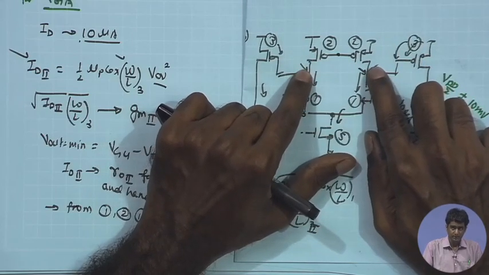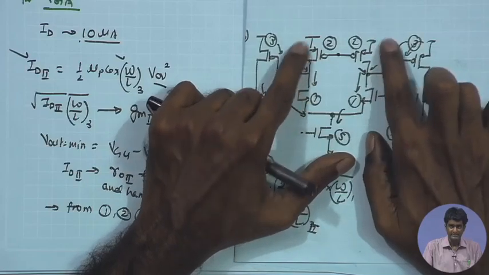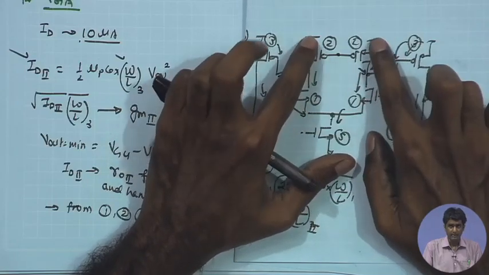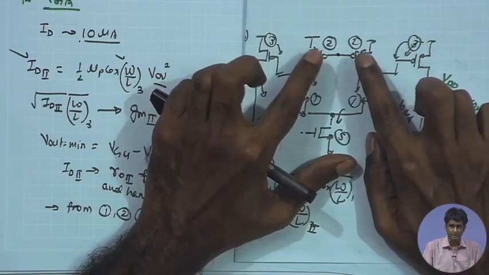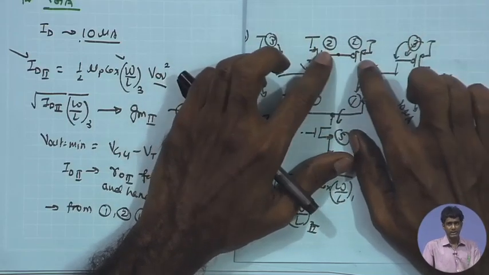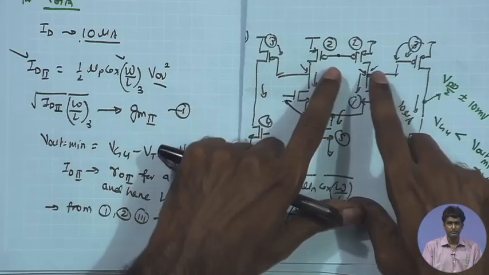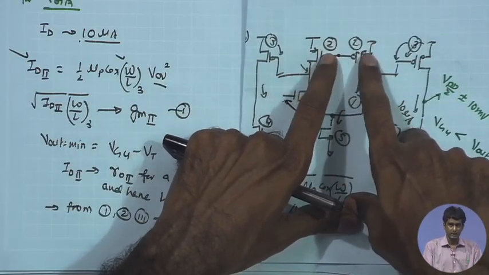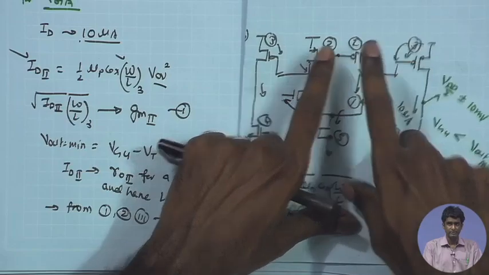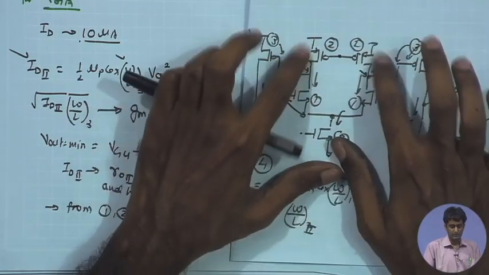and a higher DC potential over here means a smaller VSD or a smaller V overdrive, and a smaller V overdrive would imply a larger W by L. So, I would like to have a larger W by L of this device. So, the constraint on W by L becomes more important. I would like to have sufficiently large W by L for this device in order to ensure a smaller V overdrive.